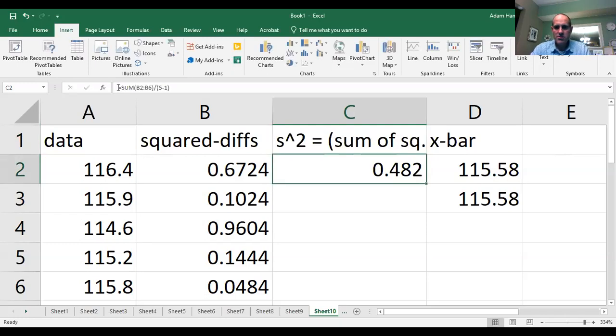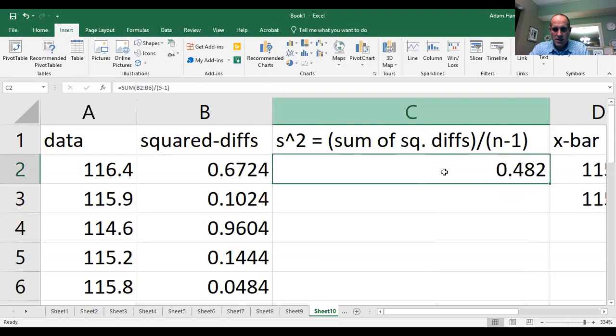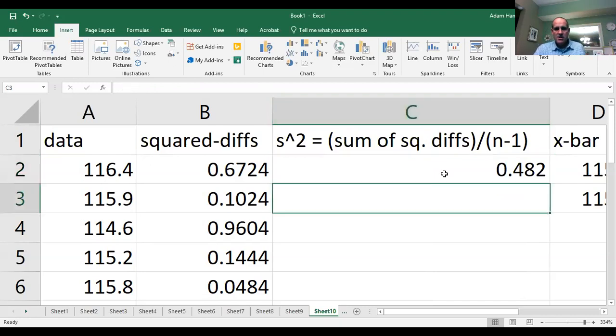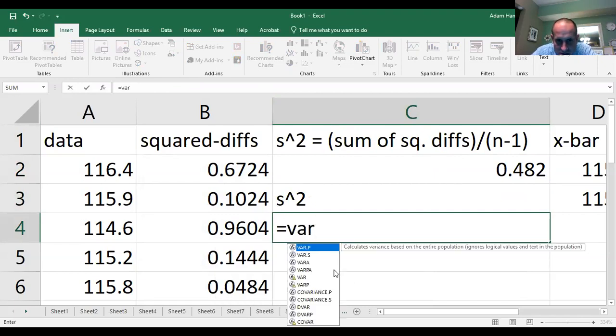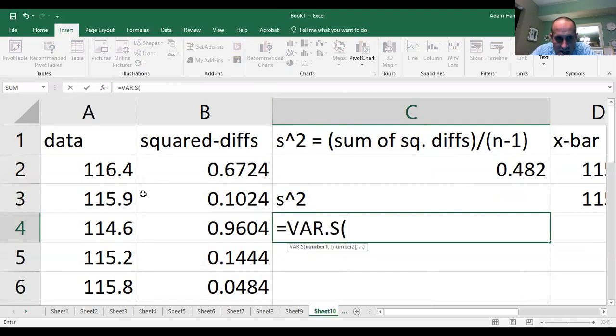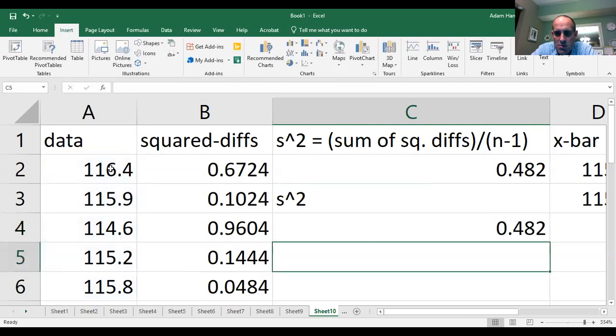Okay, total number of things minus 1. Okay, and I get 0.482. Now, there actually is a formula rendering of this as well. I could go s squared, what is it? I go equals, let's see, if I want variance, there's variance for a sample, which is var.s. And then it asks me for the data, which is right here. And in theory, I should get the exact same thing as what I just got. 0.482, it's exactly right. See that?